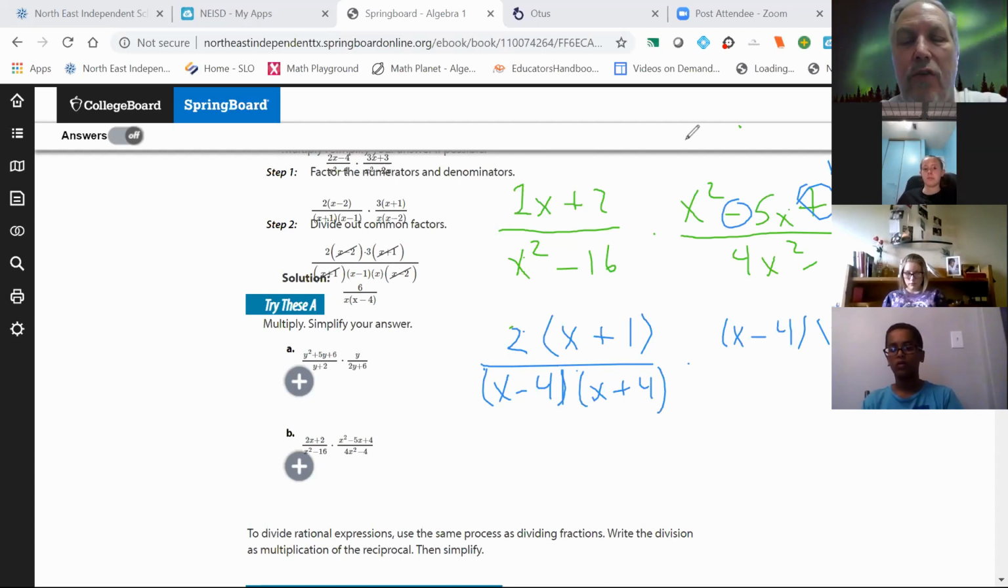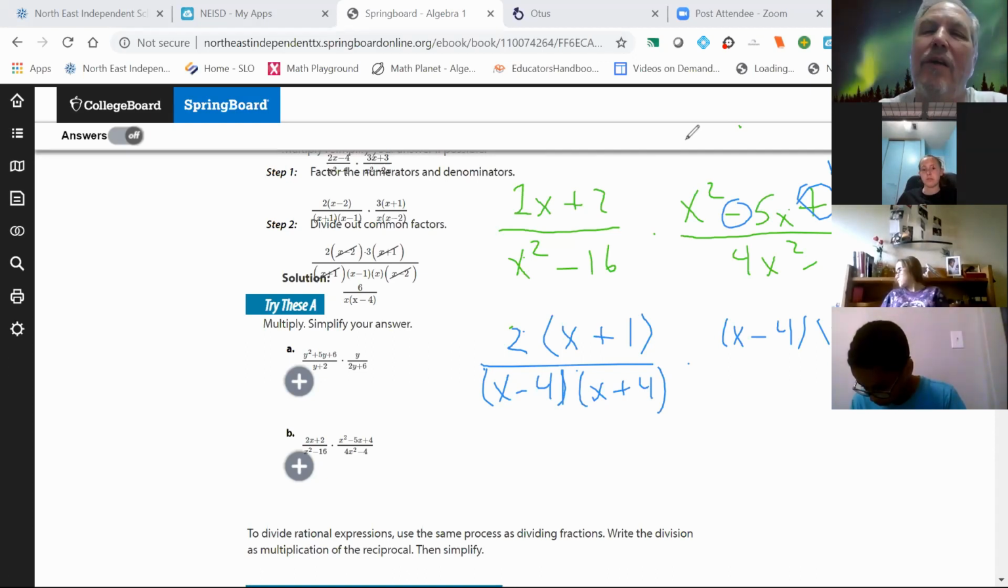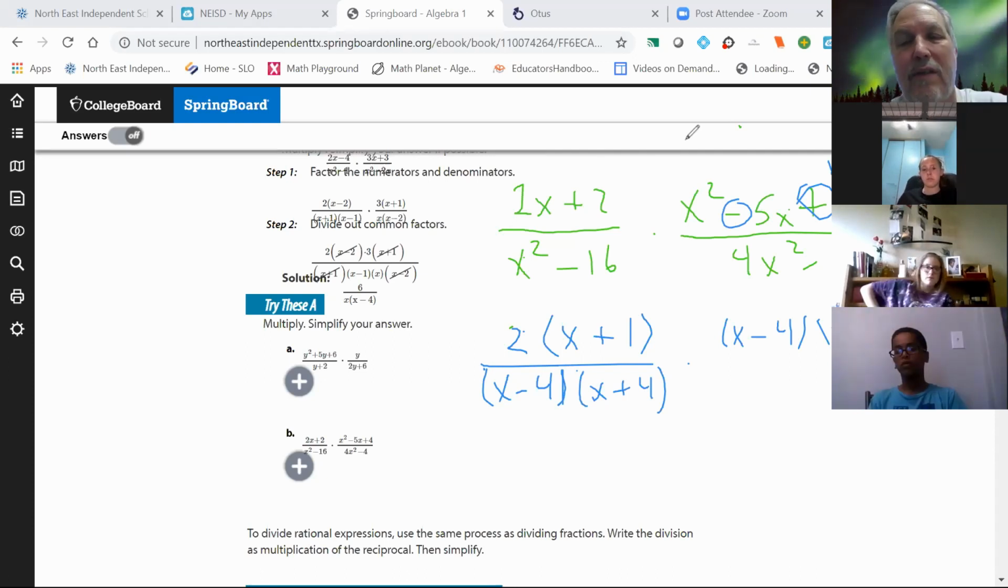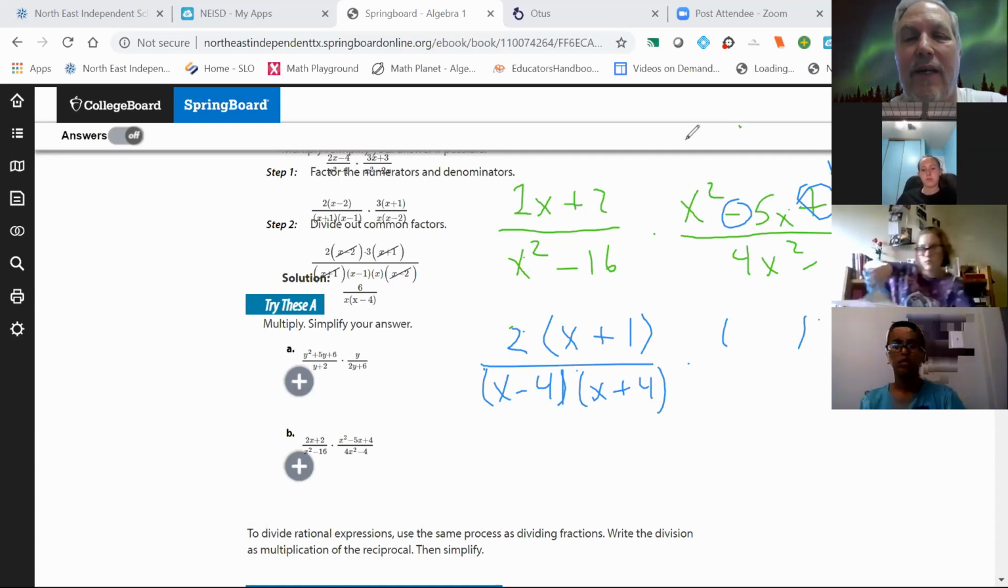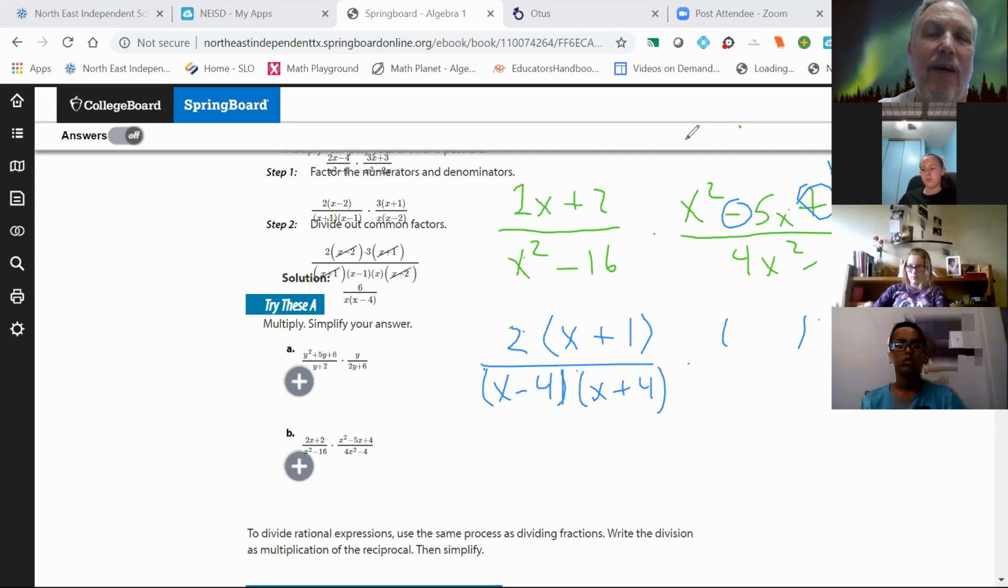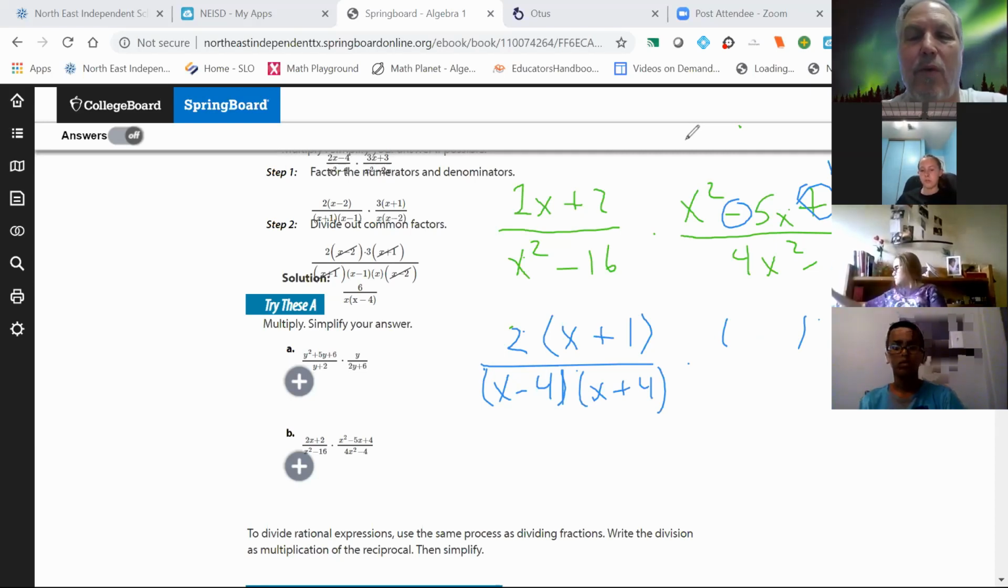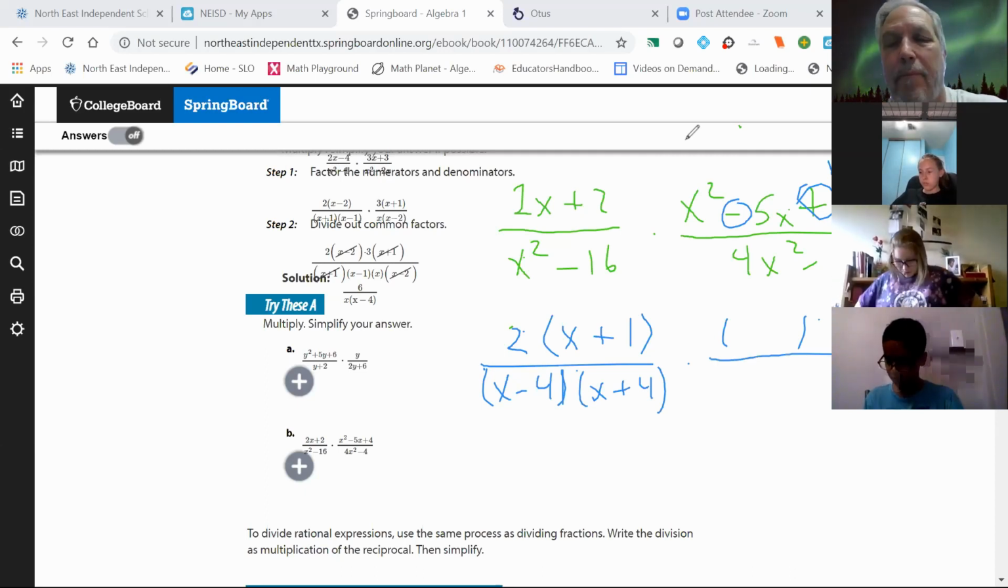If you're ever not sure, remember, you can always FOIL these back. X times x is x squared. X times negative 1 is negative 1x. Negative 4 times x is negative 4x. Negative 1x and negative 4x is negative 5x. And then negative 4 times negative 1 is positive 4. So we can always FOIL it back if we need to double check.